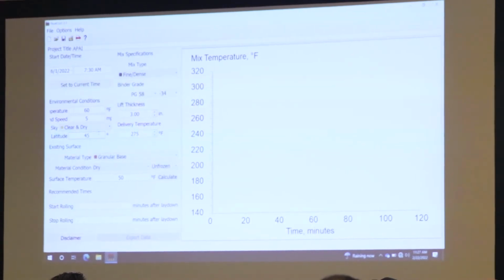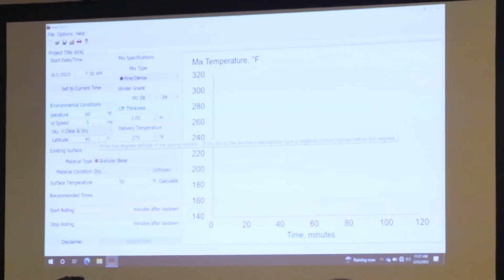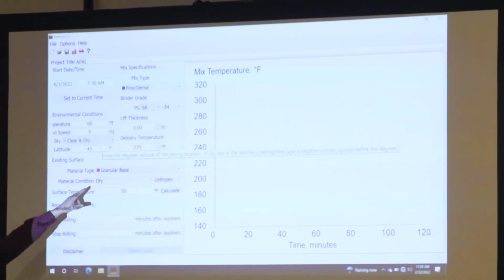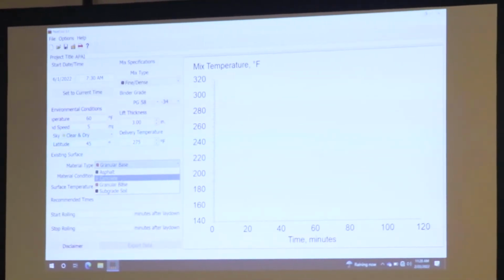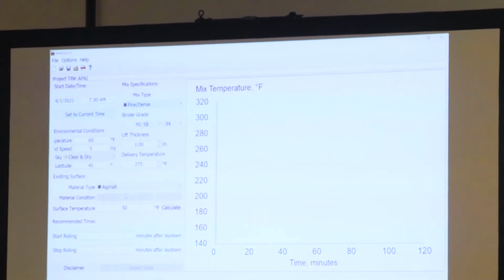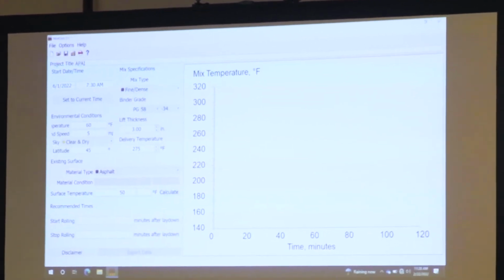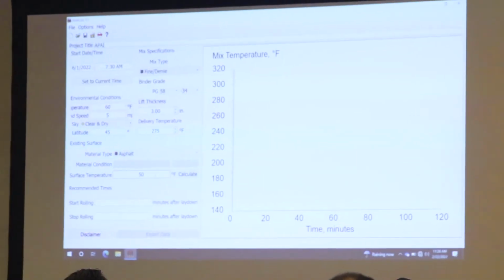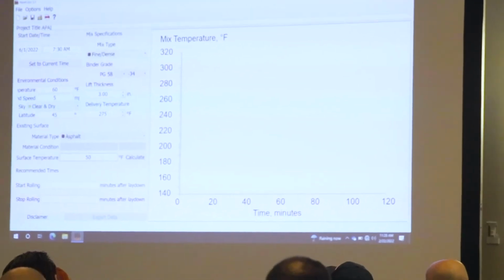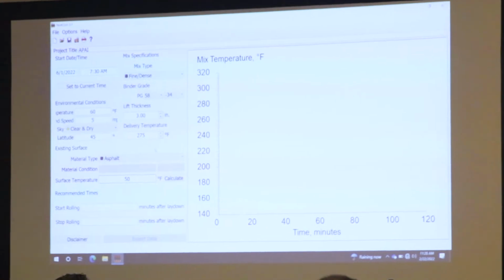Okay, now, what material type are you going to be laying on down here in this box? Again, you're going to be laying on asphalt. We're going to do an overlay, okay? Surface temperature. How cool is the ground? How cool is the road? Well, it got kind of chilly last night. We're paving at 7:30 in the morning. It's 50 degrees.